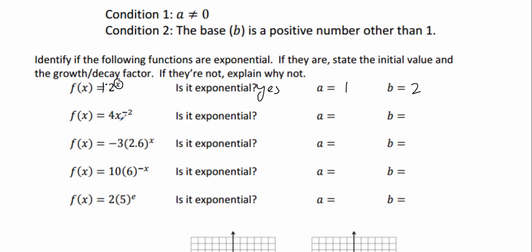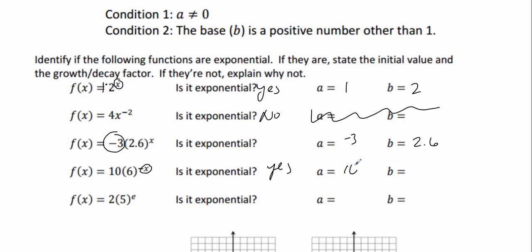Second one, is this exponential? Is the variable in the exponent? No. So therefore I don't have any of this. Number 3, is that exponential? Yes, it's in the exponent, yes. So our a value is the first number, right? The initial, -3. And our b is the number in the parentheses, 2.6. Fourth one, is this exponential? So yes, it is, because there's x up there, so yes. What is our a value? It's still 10.